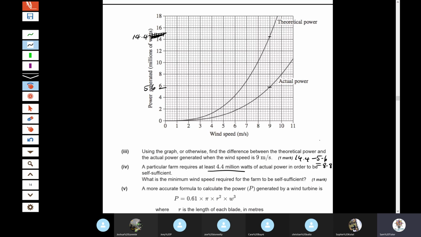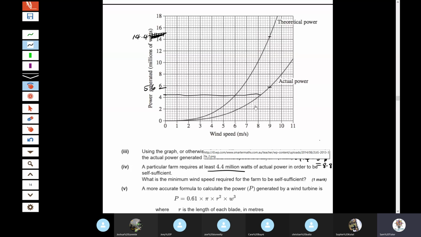A particular farm requires at least 4.4 million watts of actual power in order to be self-sufficient. What is the minimum wind speed required for the farm to be self-sufficient? All right, 4.4 million. So I'd say this is going up by 0.4. So 4.4 million will be there. Which one do I read? Do I read the theoretical or the actual? What do we think? Actual. Yeah, I think actual as well, right?